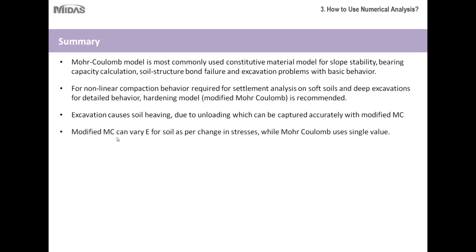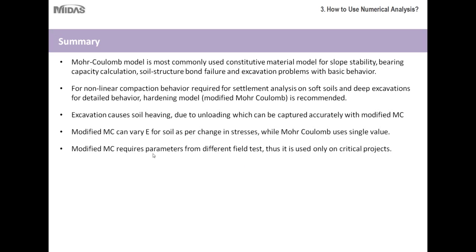And then the modified Mohr Coulomb model can vary the Young's modulus for soil as per a change in stresses, while the Mohr Coulomb model uses a single value. That's another one of the Mohr Coulomb model's shortcomings, that it only uses a single value, which leads to conservative or unrealistic results, especially for deformations and settlements.